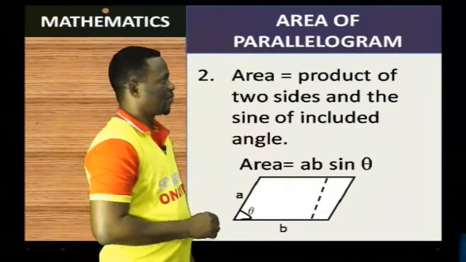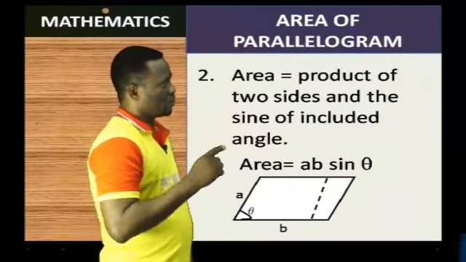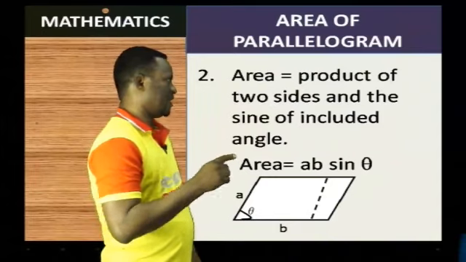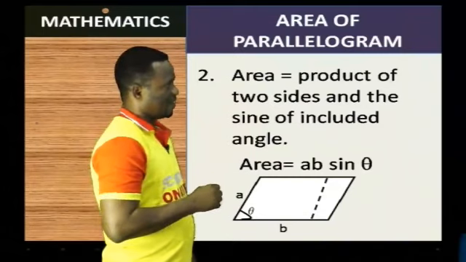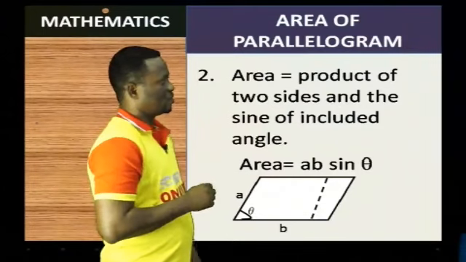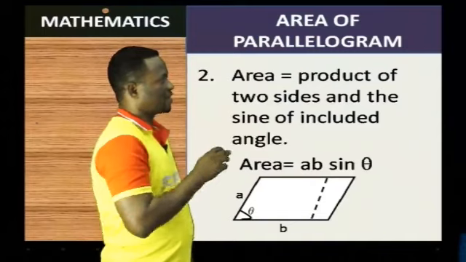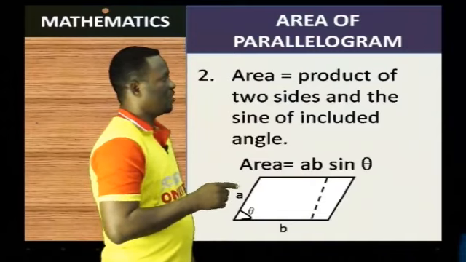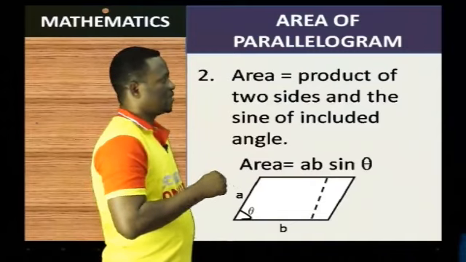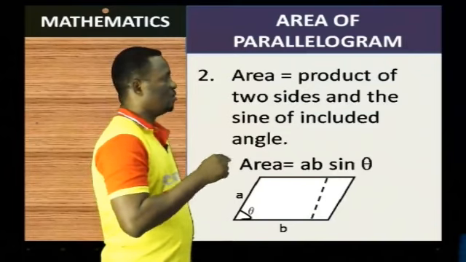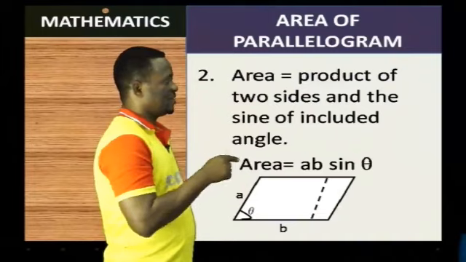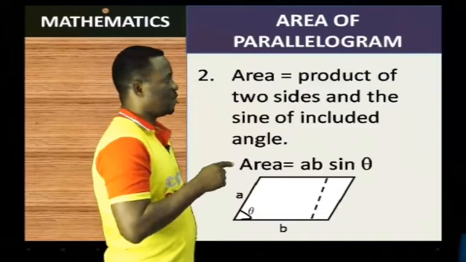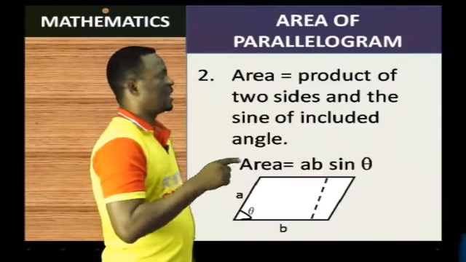The second case, area is equal to product of two sides and the sine of included angle. The diagram we have here is what the diagram will look like for this kind of question. You have your A, you have your B. And when we say included angle, the angle must be between the two lines that are given, as you can see in this diagram. And the area will now be AB sine theta.